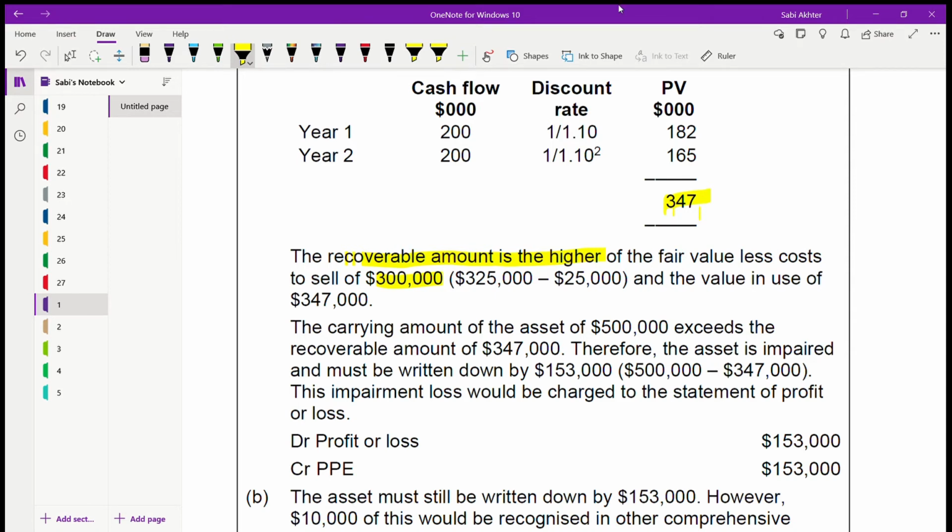Now the carrying amount is 500,000. This exceeds the recoverable amount, therefore there's an impairment. The asset is impaired. So this is the impairment, 153,000, and this will be charged: debit, because impairment is an expense, and credit PPE. From your PPE, because of the impairment, the value will go down.